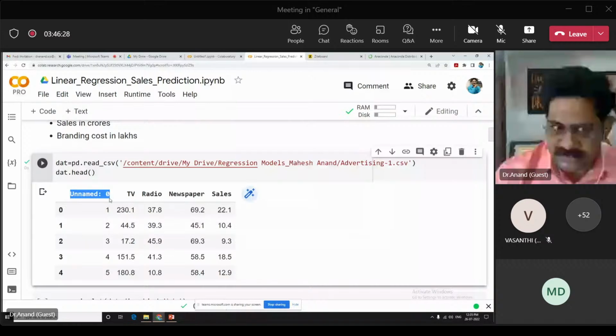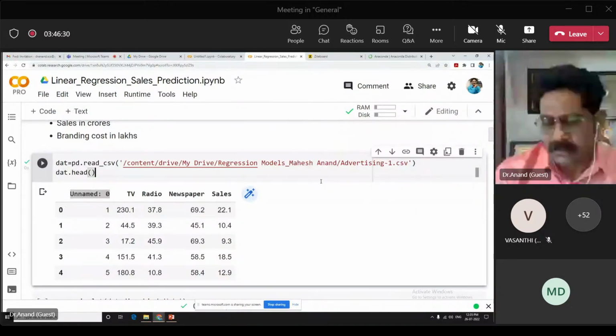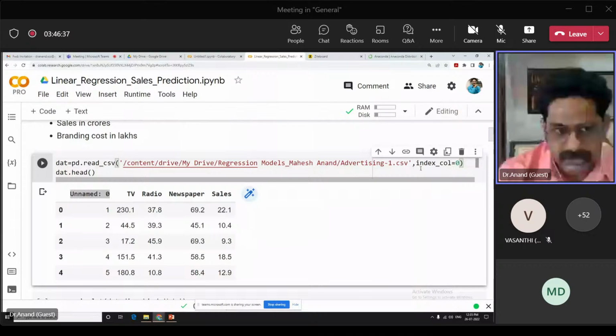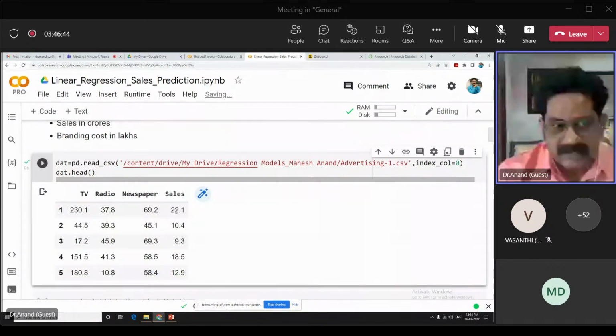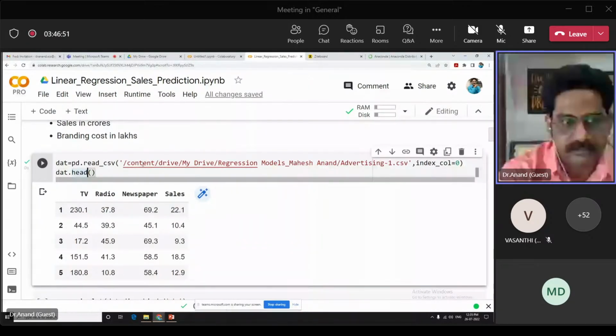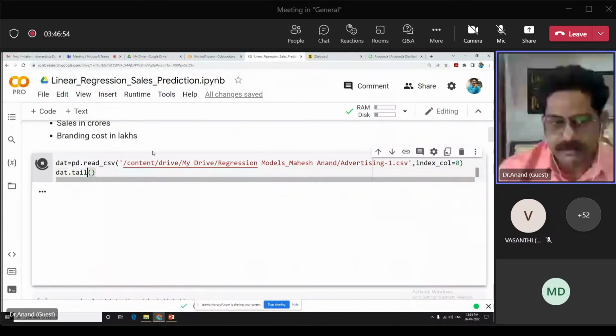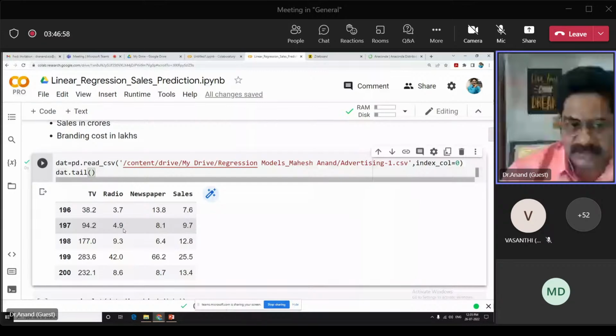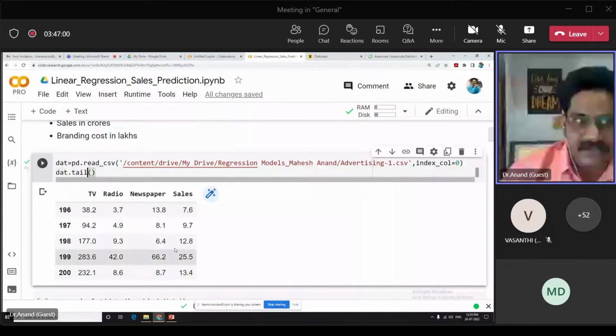It's the serial number. So I say index_col equal to 0, meaning the 0th column I'm telling my Python function to use as the row index. So this is my row index 1, 2, 3, 4, and tail. All your records are numbered as conventional numbers, first record to 200th record. Using your row index, you can easily access the record.